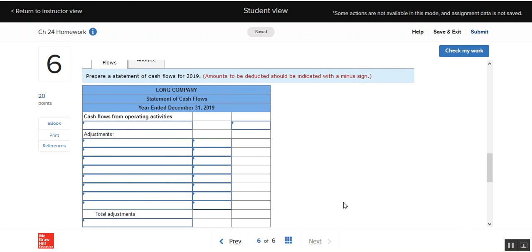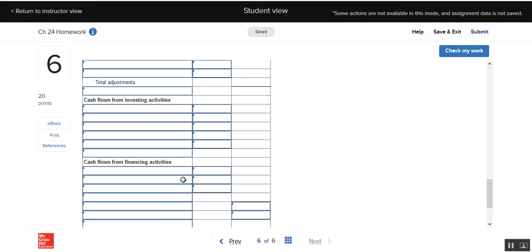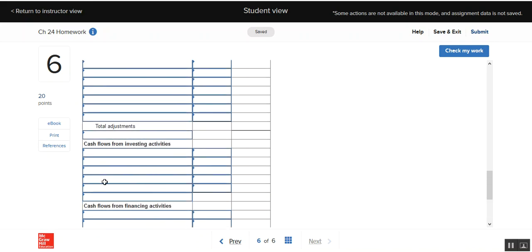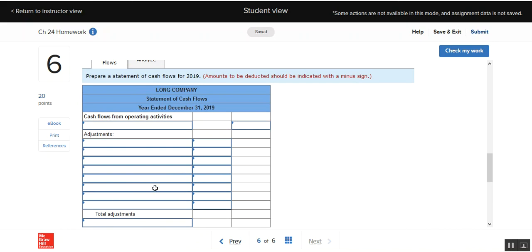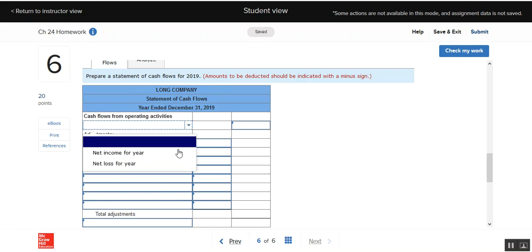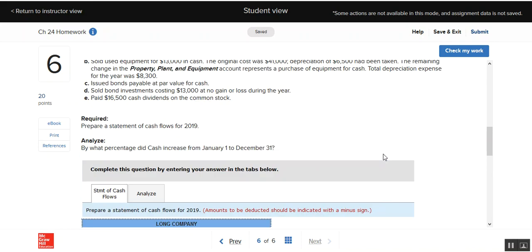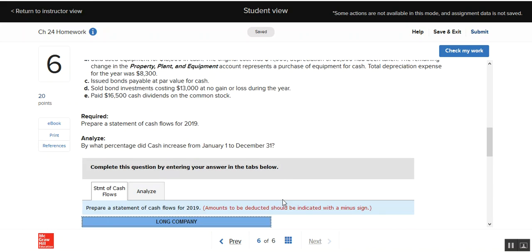And we've got a template here for our cash flow statement. So the first thing to notice is that there's three sections to this cash flow statement. We've got cash flows from financing activities at the bottom, cash flows from investing activities in the middle, and cash flows from operating activities at the top. So in the top section, we're looking at money that was provided from operations, and that comes in the form of net income. So we're going to start with our net income. Let's see right here, $61,375.